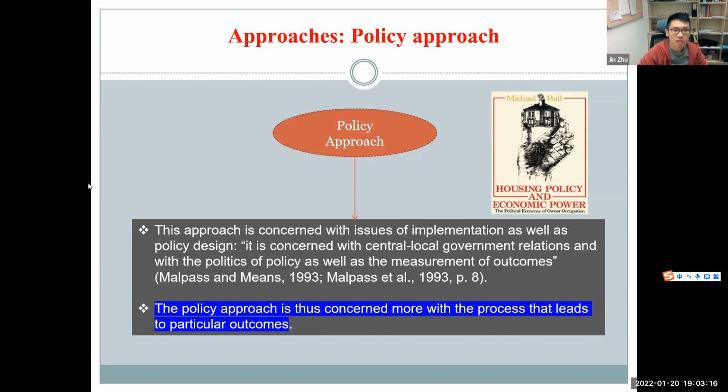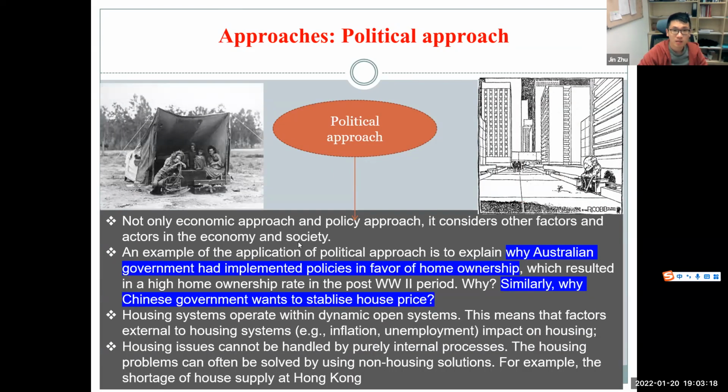And also we were concerned with the political approach, not only the economic and policy approach. We need to consider other factors and actors in the economy and society. An example of the application of the political approach is to explain why the Australian government implemented policies in favor of home ownership, which resulted in high home ownership rates in the post-World War II period.